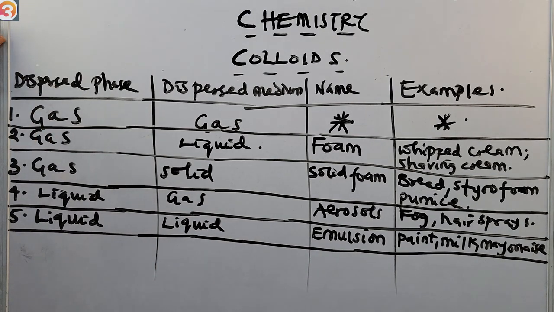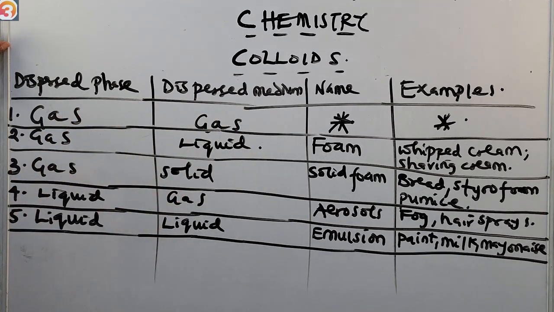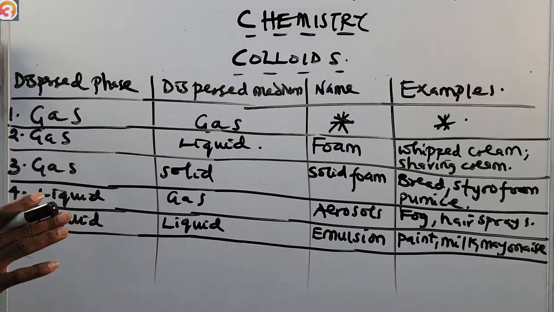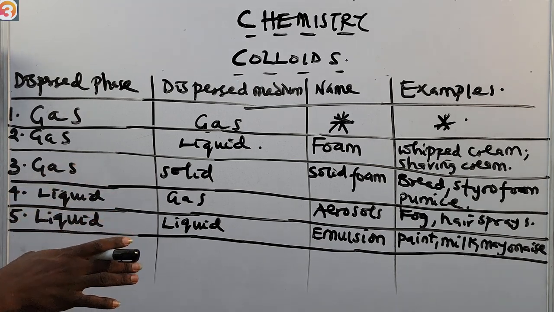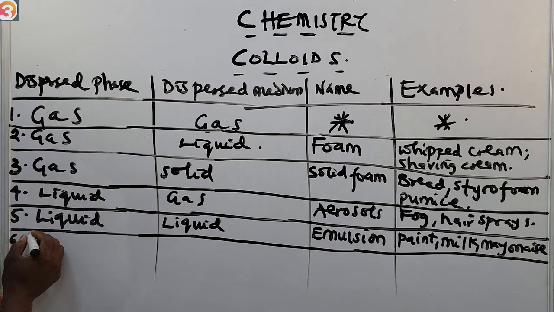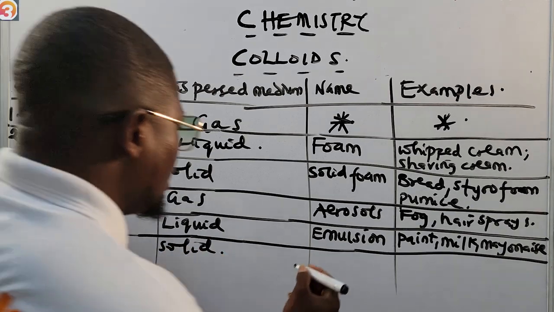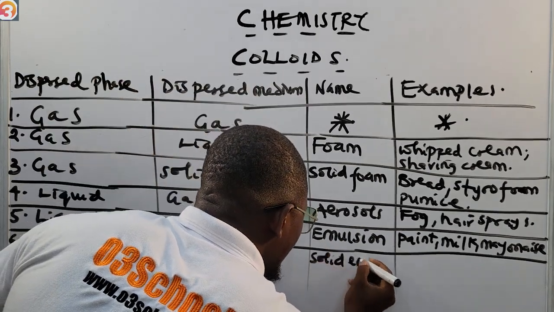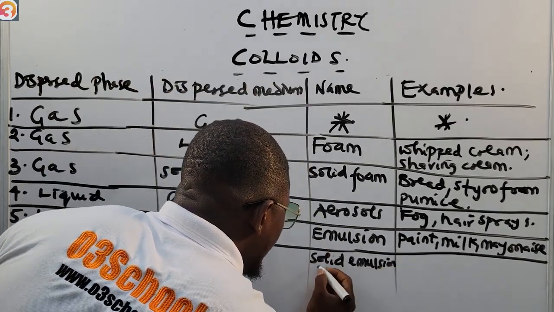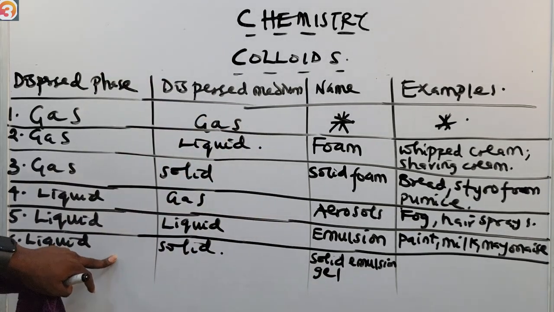All right, so we say there are 8. We'll talk about 4 now. So I have a liquid colloidal system that we call emulsion. Then we have liquid solid. Liquid solid, this one we call solid emulsion. We can also call it gel. So liquid solid colloidal system is called solid emulsion, or gel.